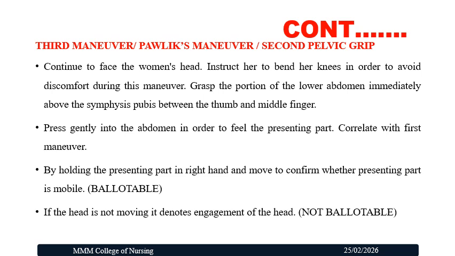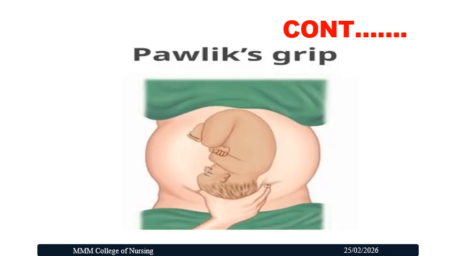Give a gentle pressure over the abdomen in order to feel the presenting part, and always correlate the first maneuver with the third maneuver. By holding the presenting part in the right hand, move it to confirm whether the presenting part is mobile. If it is mobile, ballotable is present. If it is not present, the head is engaged, so it is called not ballotable. This is the image of the third maneuver.